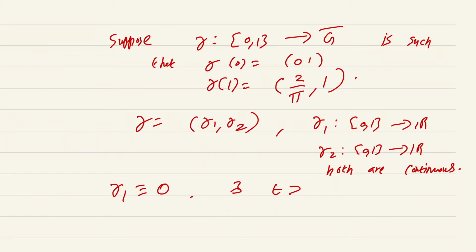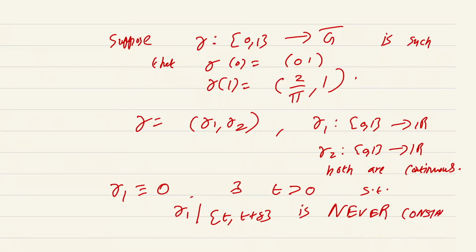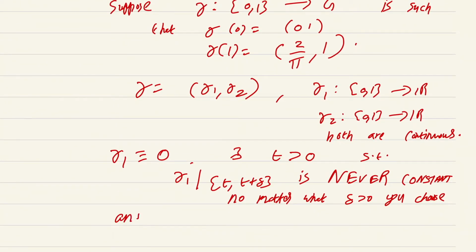There exists t greater than 0 such that gamma 1 restricted to t comma t plus delta is never constant, no matter what delta greater than 0 you choose. Okay, and gamma 1 of t is 0. Okay, so please prove this claim. There is a t such that when you restrict gamma 1 to t comma t plus delta, it is never going to be constant no matter what delta greater than 0 you choose.